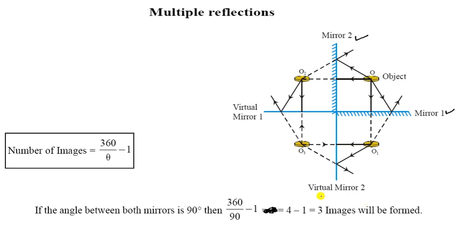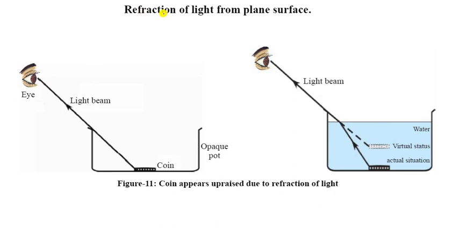This is the formula for finding the number of images: 360 upon theta minus 1, because one image is overlapping. So if the angle between both mirrors is 90 degrees, then we can find the number of images. It is 360 upon 90 minus 1. So it becomes 4.